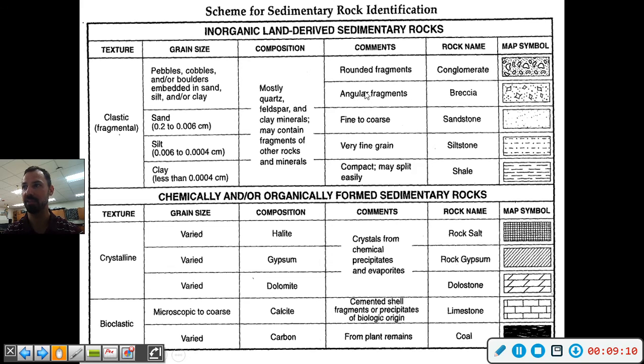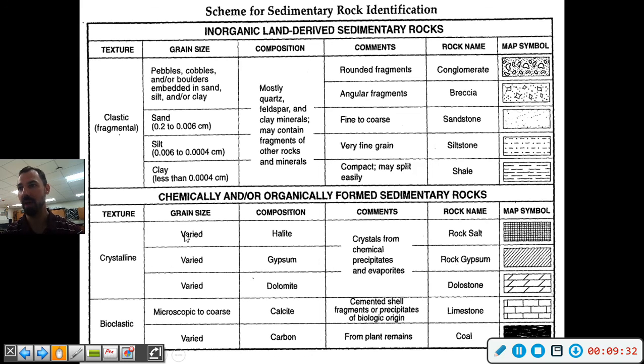Okay, comments, that's other information you might need to know, with size of sediment maybe, or shape of sediment. So just obviously take note of that. Names, that's the name of the rock. And then map symbol is something we'll be using when we get to topic 13, when we do rock layers and identification of them.